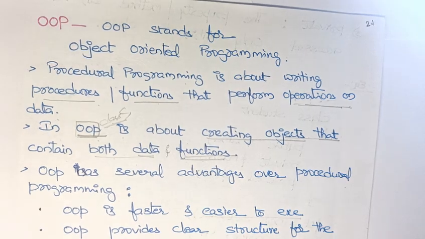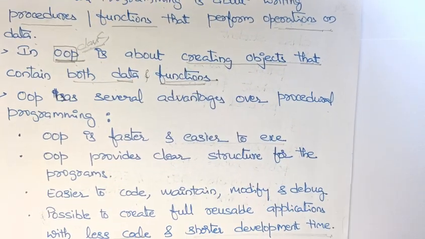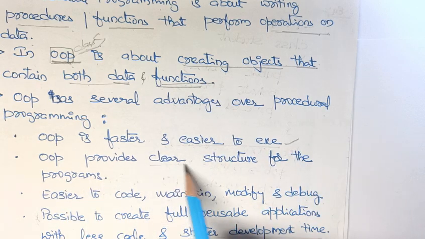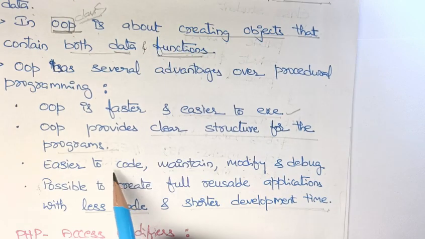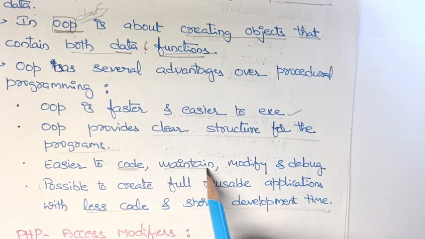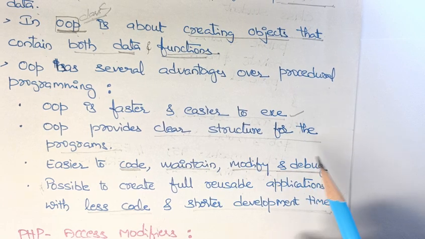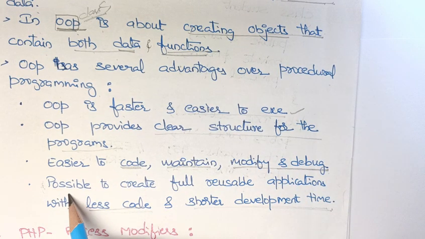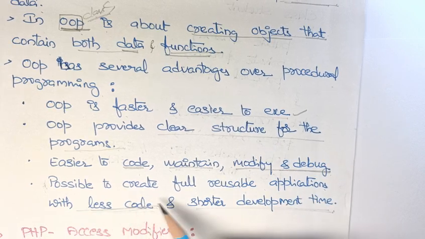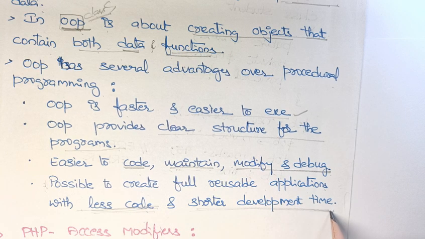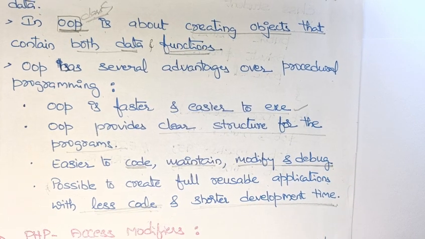Some of the advantages in OOP that we see now. OOP is faster and easier to execute and also provides a clear structure for the programs, and it is easier to code and maintenance is also very easy. Modifying and debugging can also be done easily. And the next one is that it is possible to create fully reusable applications with less code. We can implement any application with less code and shorter development time also. So these are the advantages of using object-oriented programming concepts.